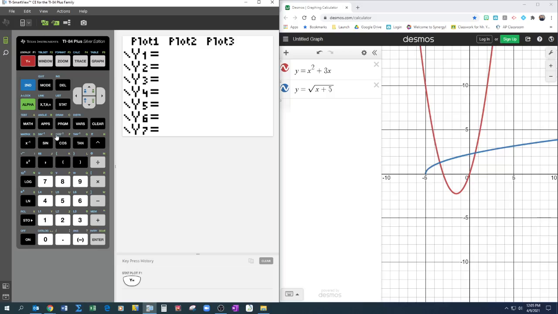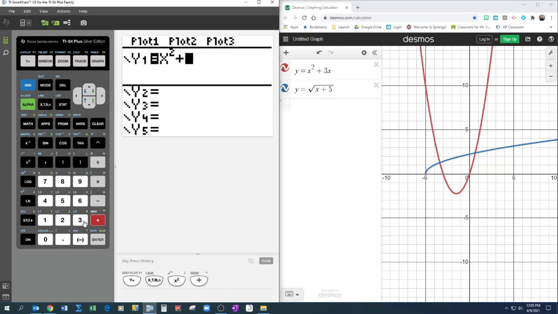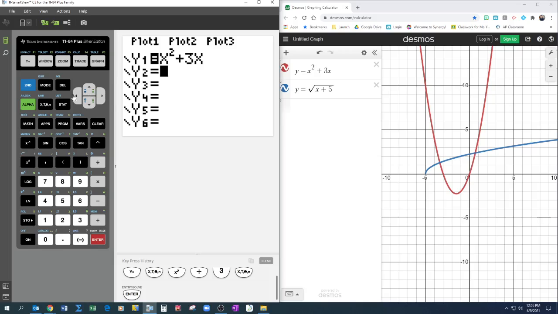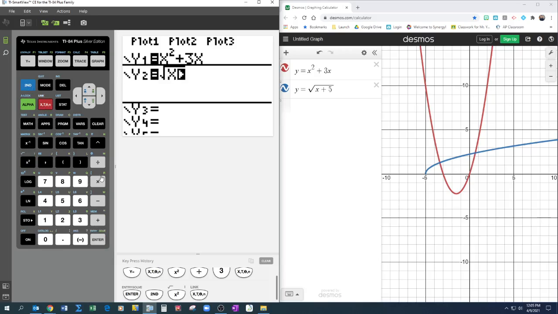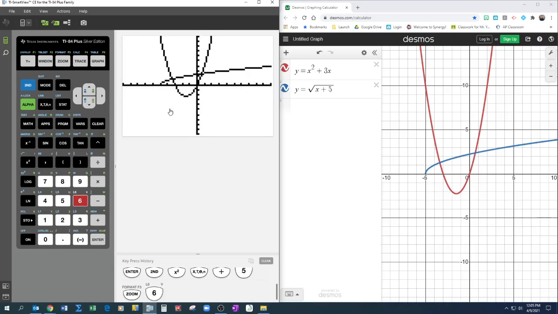So I'm going to type these functions in. I have x squared plus 3x, and then our second is square root, so second square root, and then x plus 5. And we're going to go ahead and do a zoom standard, and there's our graph.